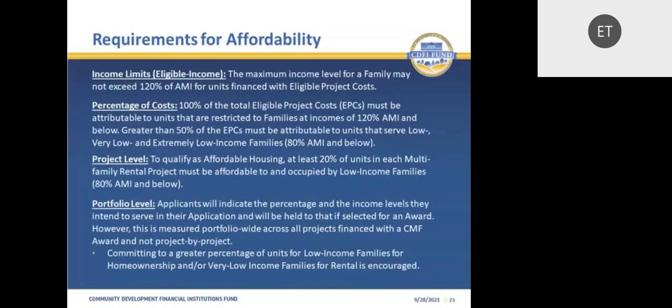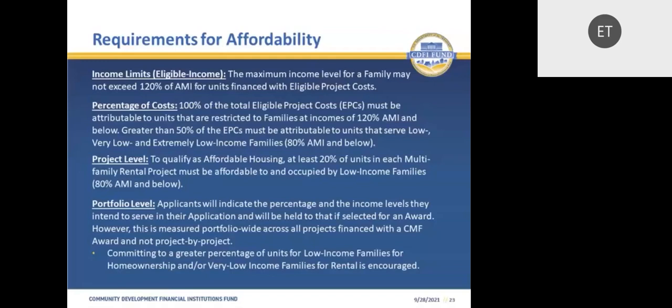Now let's turn to the requirements for affordability within the Capital Magnet Fund program. First, and you've heard Paula talk about this at the beginning, that income limit, or what we consider eligible income. That's the maximum income level: a family's income may not exceed 120% of the area median income, or AMI, for units financed with eligible project costs. And with the percentage of costs, 100% of those total eligible project costs must be attributable to units that are restricted to families at incomes of 120% AMI and below.